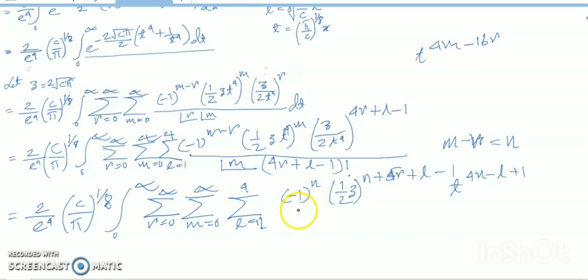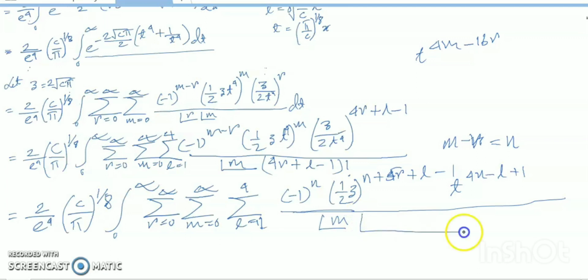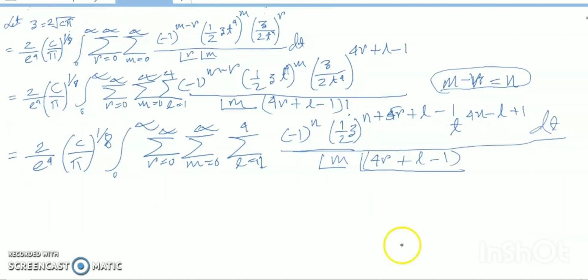So friends, you see that 5r, and you can check my calculation. So this is 4r plus l minus 1. The problem is not difficult, it is calculative. The problem is very calculative, but I think you can solve this problem very easily.